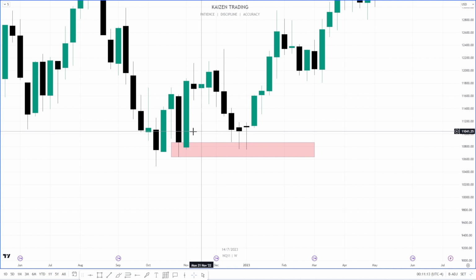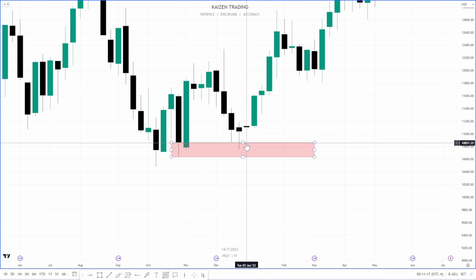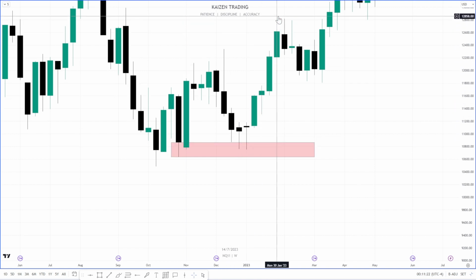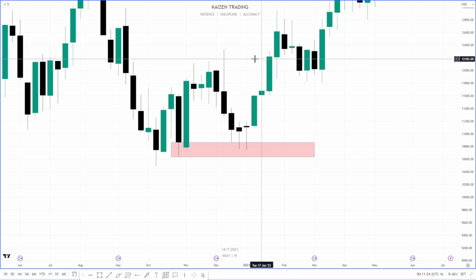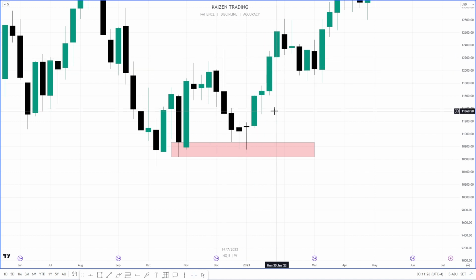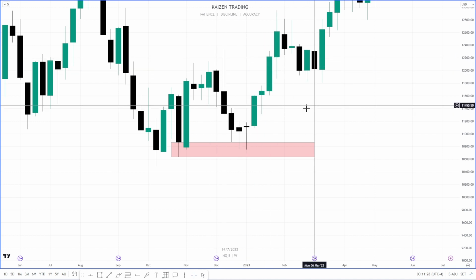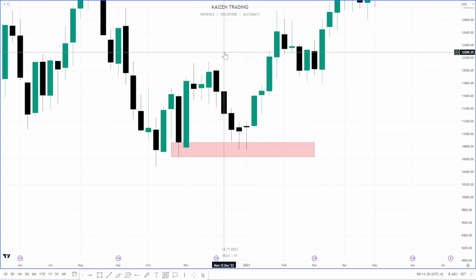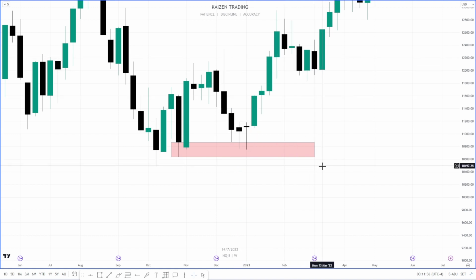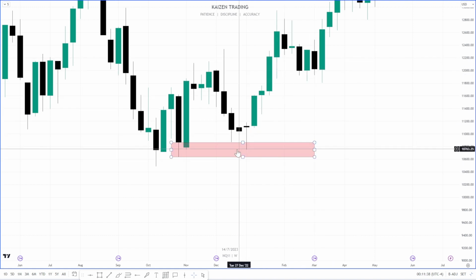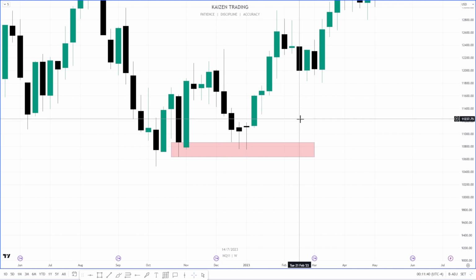But since we're having a change in the state of delivery, we come back down into the rejection block, which is a bullish PD array, and we see price drive. And now we're looking at a break of structure in the weekly. So we broke the swing high, and we didn't come back down and go lower, but now we're creating a higher low.